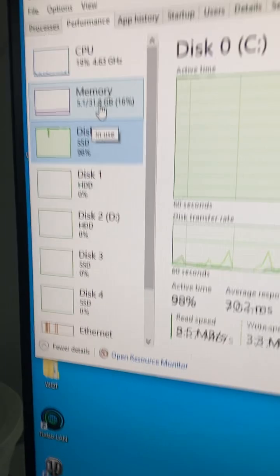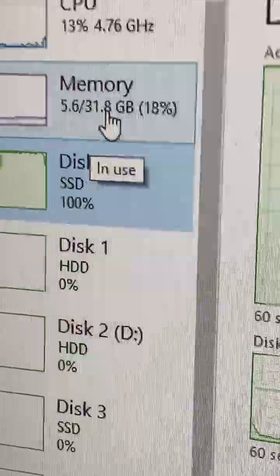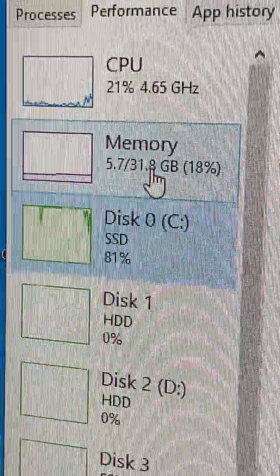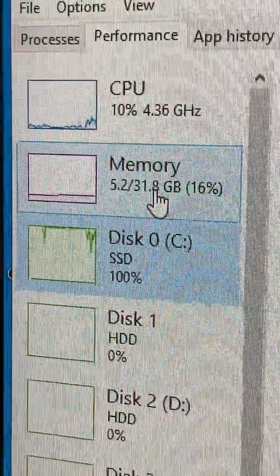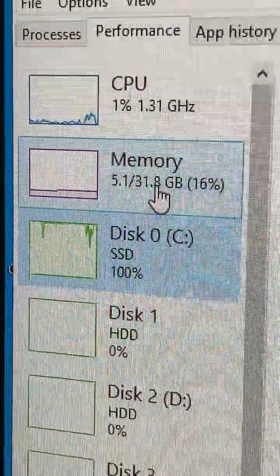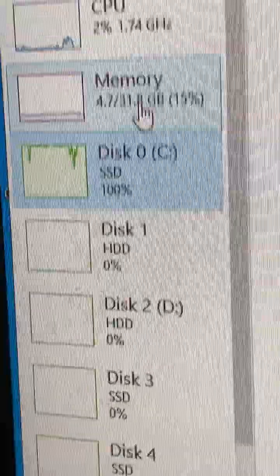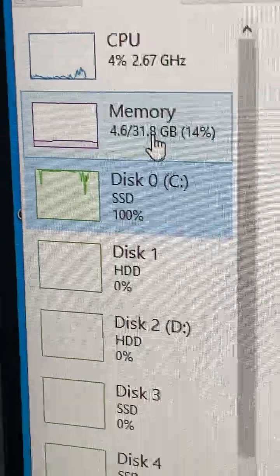But we look here at the memory of the 16 to 32 gigabytes in here, and only 18% is being used. Look at the CPU, the processor, 10%, 2%, 1%. The processor is not controlling all this. That is what bus mastering is.